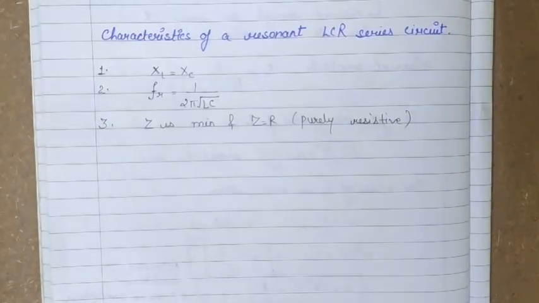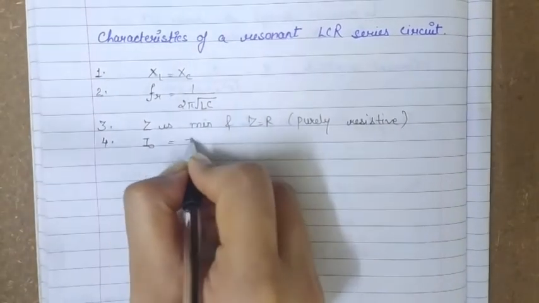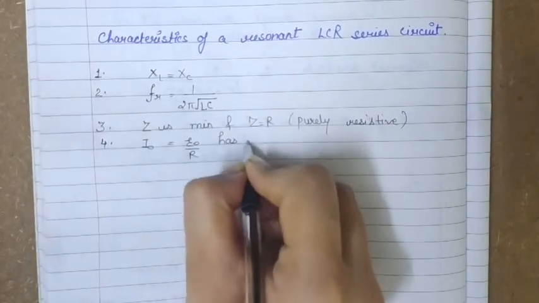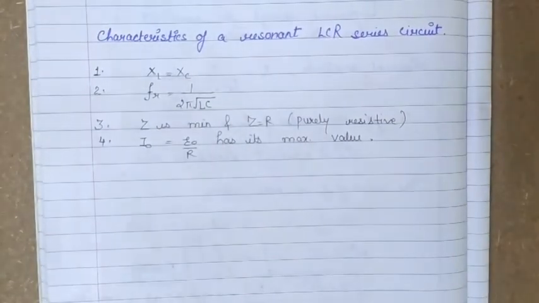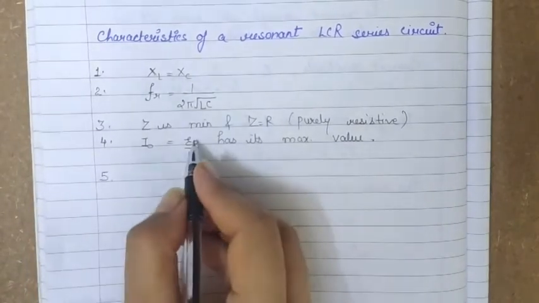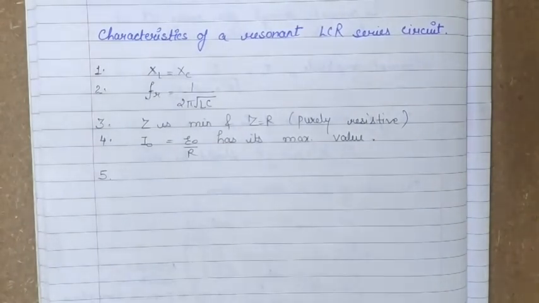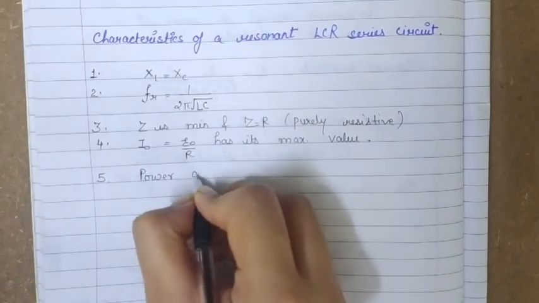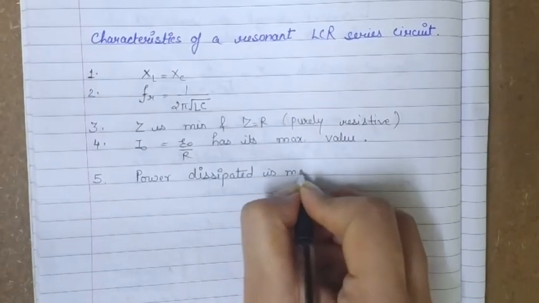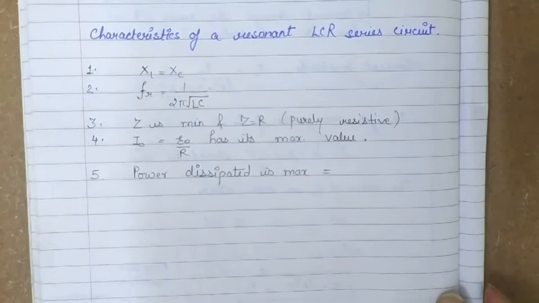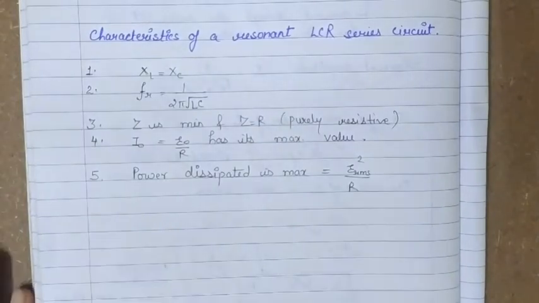Since it is purely resistive and minimum, the current has its maximum value. I naught is equal to epsilon naught upon R, which has its maximum possible value. This is the fourth characteristic. If I naught is equal to epsilon naught upon R has its maximum value, then the power dissipated in the circuit is also maximum. Power dissipated is maximum and this power is equal to epsilon RMS square upon R. This is the fifth characteristic of such a circuit.